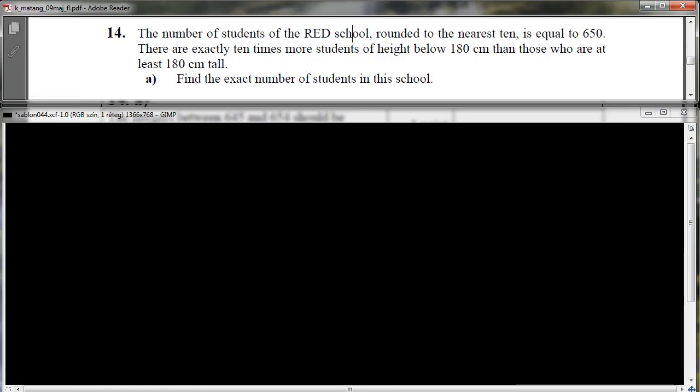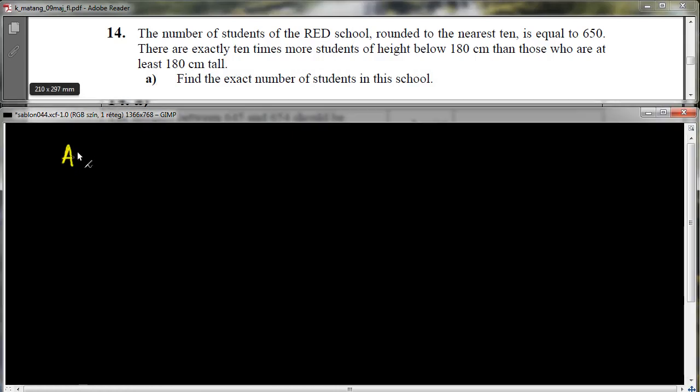Alright, so if we note the number of all students in this school with x, then what do we know about x? We know that if we round x to the nearest 10, we will get 650. What does it mean? What interval must contain x?